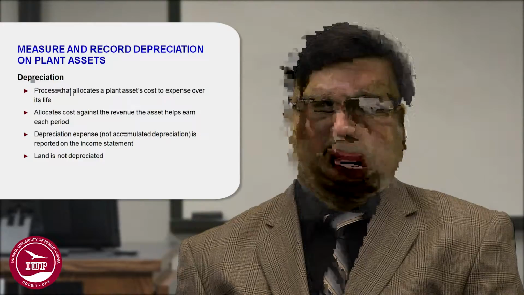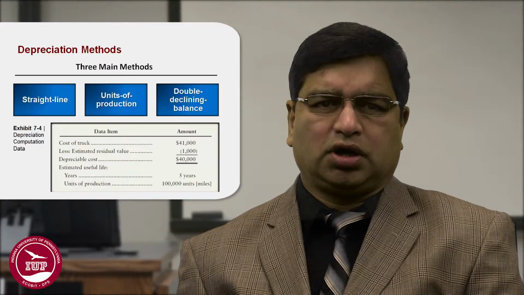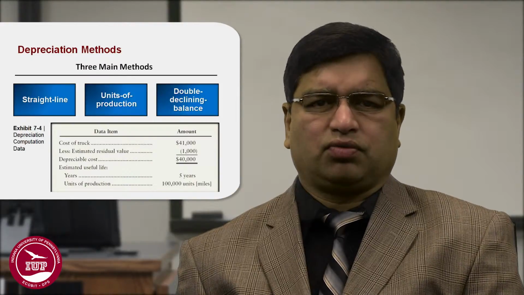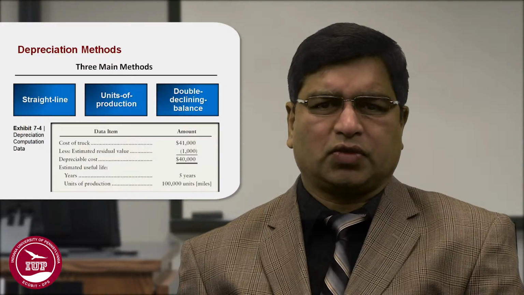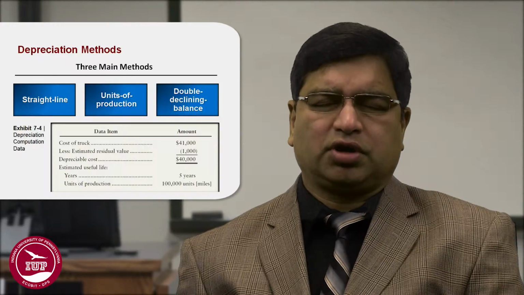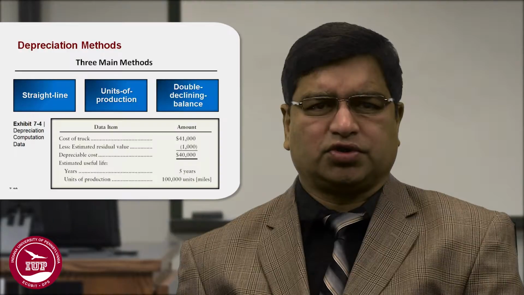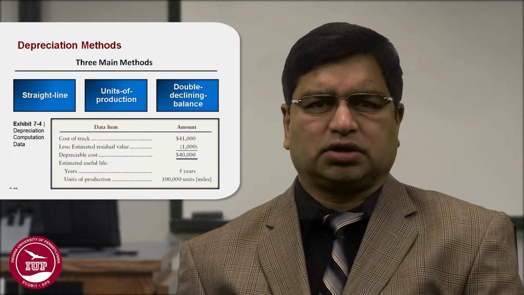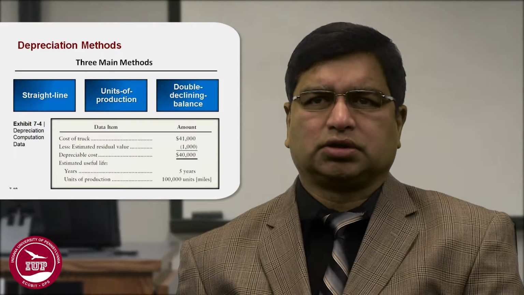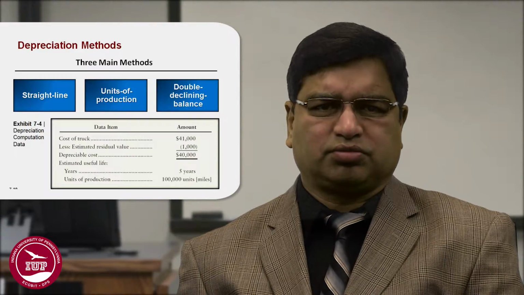If part of the asset is getting used up in year 2016, then we need to match it to the revenues of 2016. There are three methods of depreciation which are commonly used. One is the straight line method. Second is the units of production method. Third is the double declining balance method.